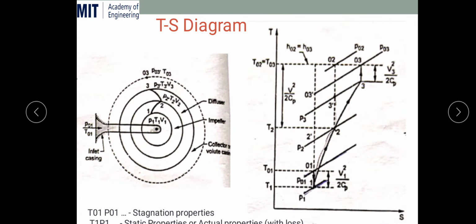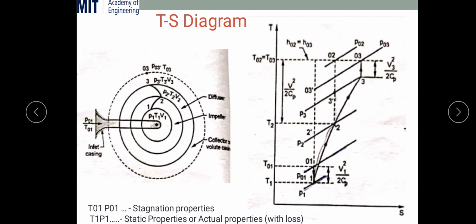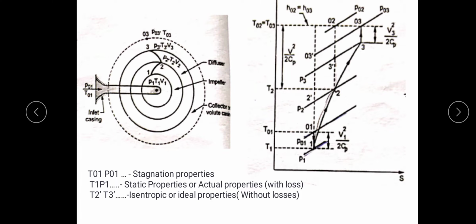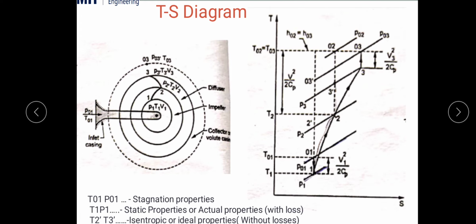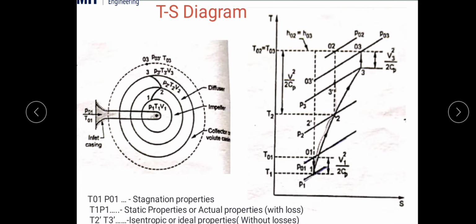So our final delivery pressure will be what? The P03 line. Now from the P01 pressure line to the P03 pressure line, it's the actual process: P01 to P1, P1 to P2, P2 to P3, and next P3 to P03 are the actual process, by considering the losses. We now have to define the isentropic or ideal process, without friction, without losses.